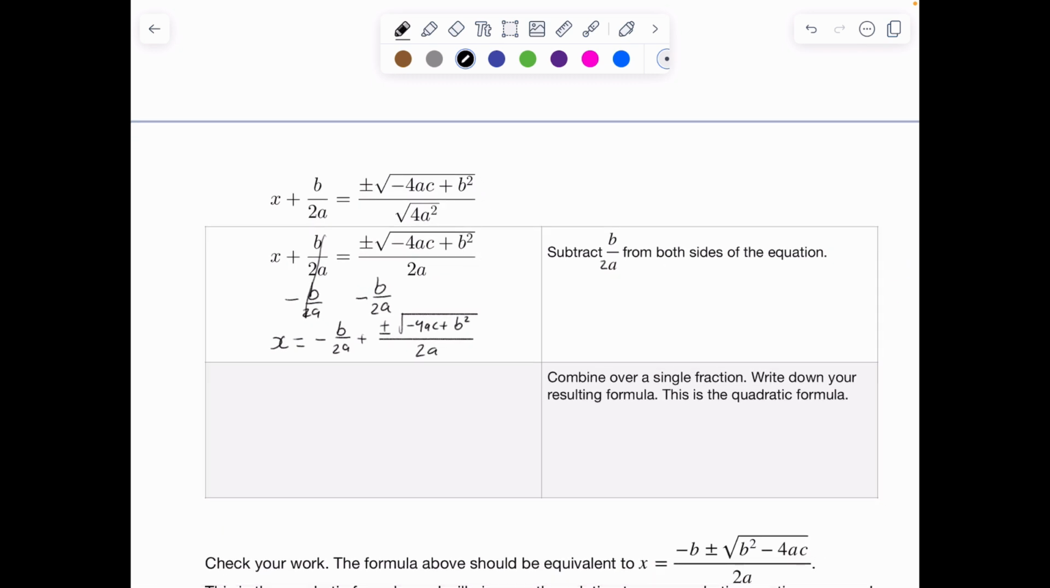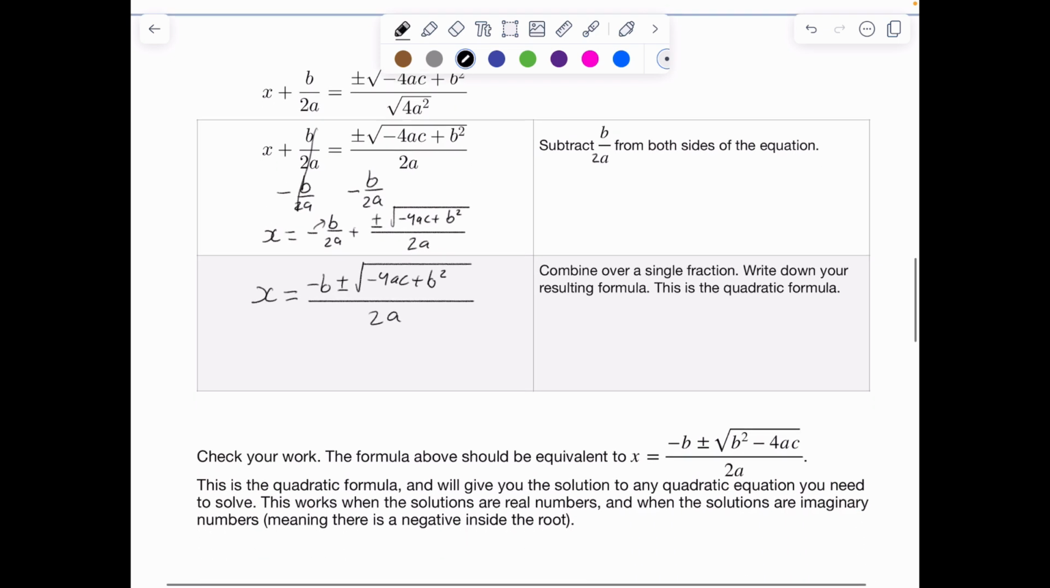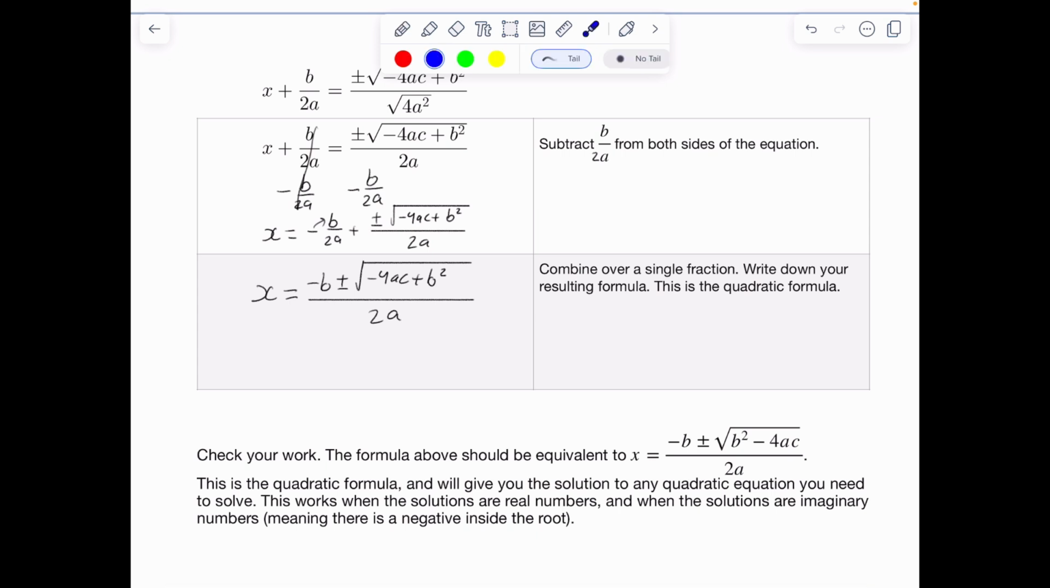We want to add these over a single fraction. They both have a denominator of 2a, and I'll put the negative up into the numerator here, so x is equal to negative b plus or minus the square root of negative 4ac plus b squared over 2a. And what you'll see is the only difference between what we have and the traditionally memorized quadratic formula is the order of the discriminant.